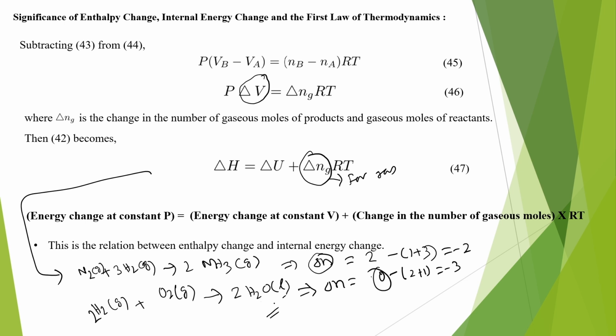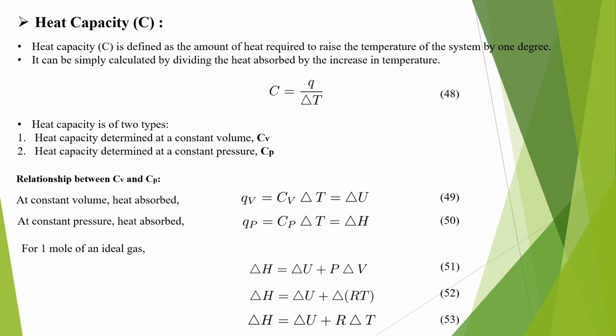For example, for liquid water, the molar volume is 18 milliliter. For 1 mole of water in liquid state, the volume is 18 ml, whereas in the gaseous state, 1 mole at STP is 22.4 liter. So if we compare 22.4 liter and 18 ml, we can actually neglect 18 ml. That's why we consider change in number of moles for gaseous molecules only when we calculate delta H by using this expression, delta H equals delta U plus delta Ng RT.